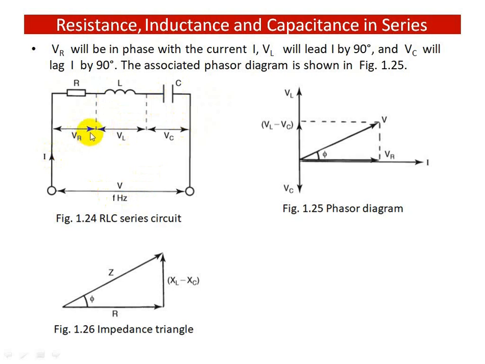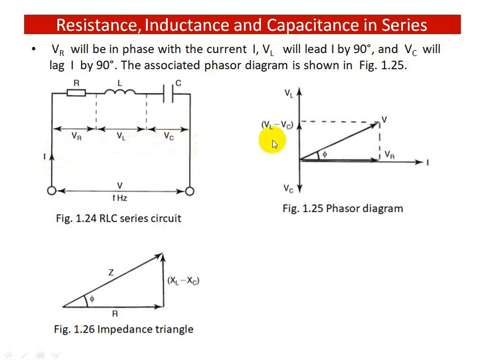So try to remember that in this circuit, the current and the resistor voltage will always be in phase. Whereas in the case of an inductor, VL will lead the current by some angle, or the current will lag this voltage by some angle. In the case of capacitance, the current will lead this voltage by some angle.